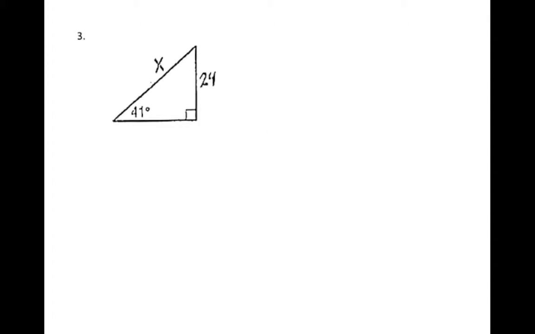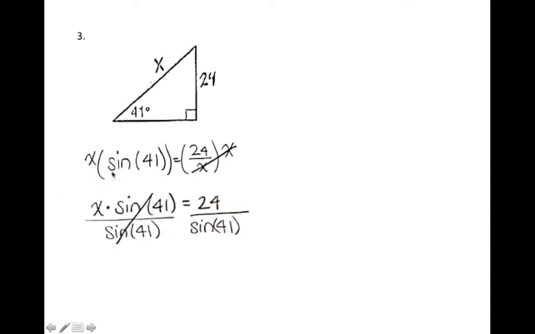All right, looking at the next one. Here we have the angle 41, and we have the side opposite the angle and the hypotenuse. Since we have the opposite and the hypotenuse, we're going to use sine. We can set this up as sine of 41 equals 24 over x. We can multiply by x on both sides to clear it from this denominator and therefore have it pop up over here. The reason behind that is because we're going to then divide by the sine of 41.